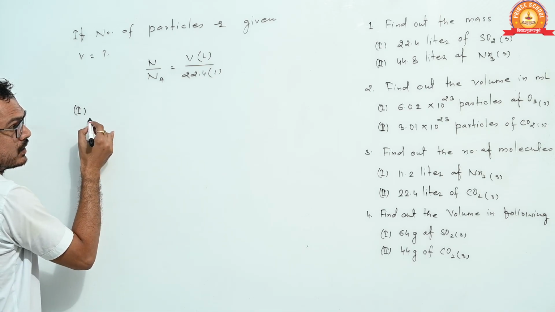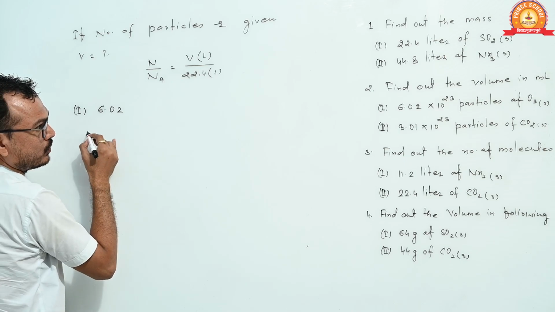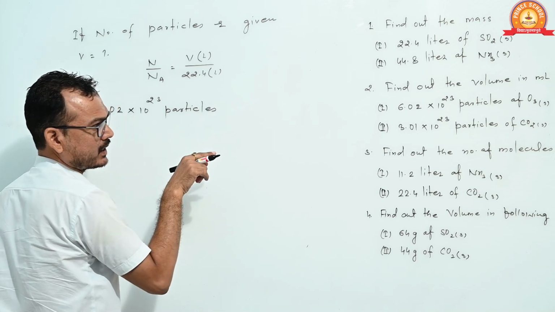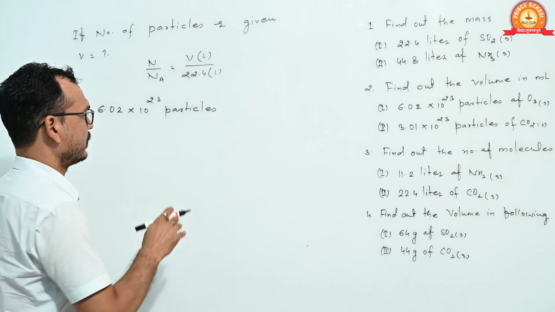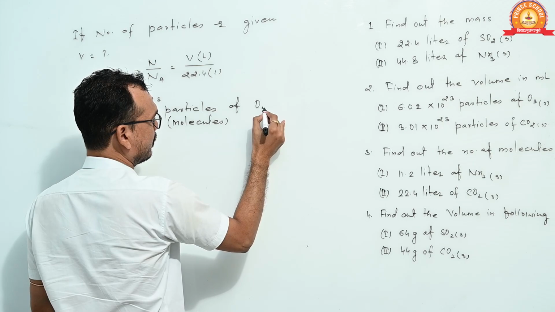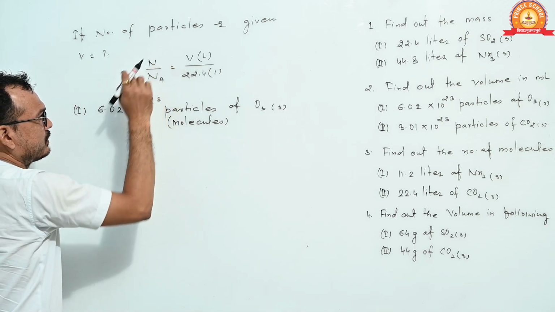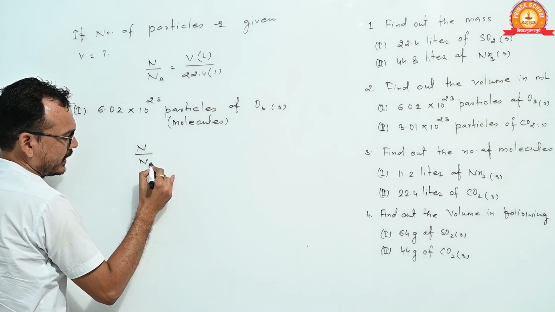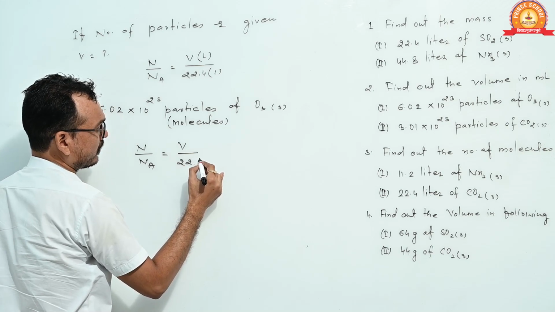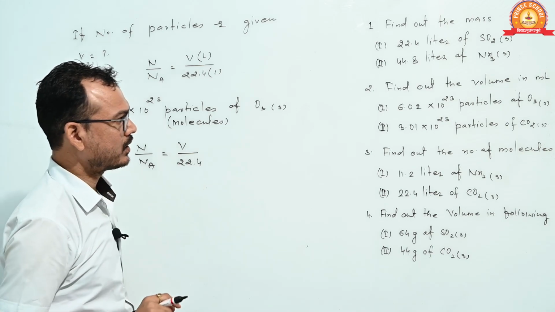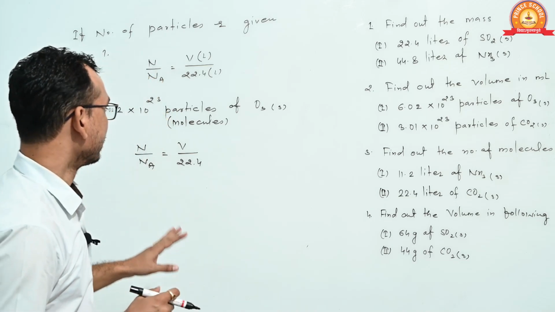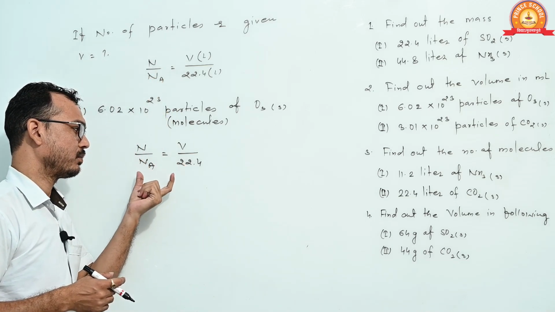First question is 6.02 into 10 raised to power 23 particles. Particles means it tells about the molecules of ozone gas. Clear? Then apply this formula: N upon Na is equal to V upon 22.4. But in this question the volume is asked in ml.